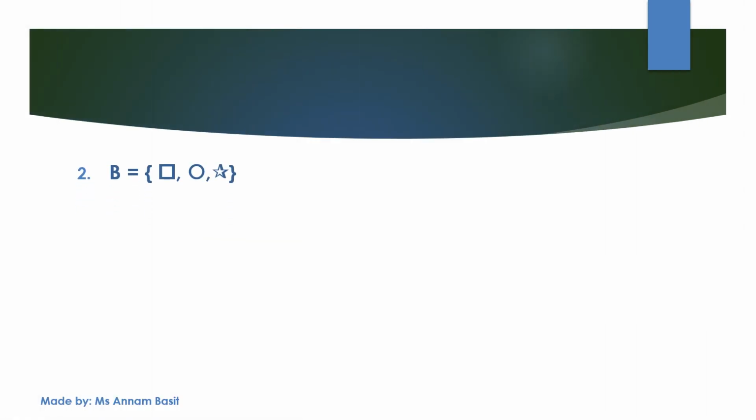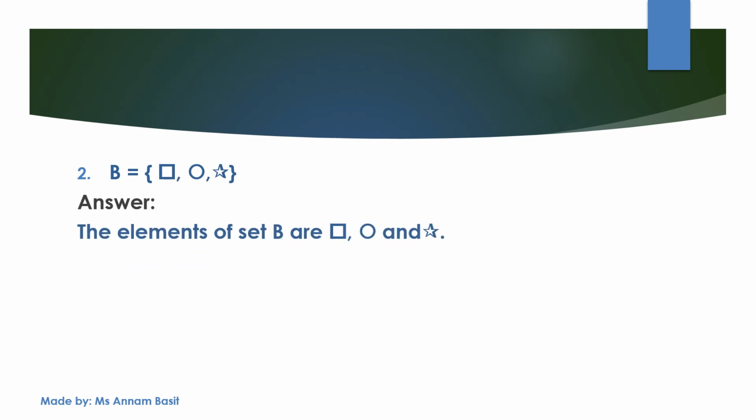Now let's take a look at another set, which is B is equal to {square, circle, star}. So how are we going to write the elements of the set? The answer would be: the elements of set B are, you're going to draw these shapes as well, square, circle and star. So these are the elements of the set B.